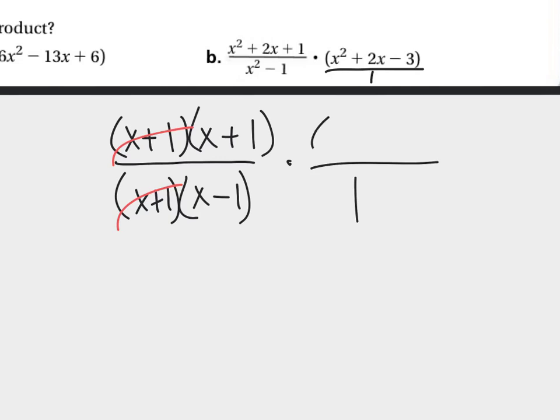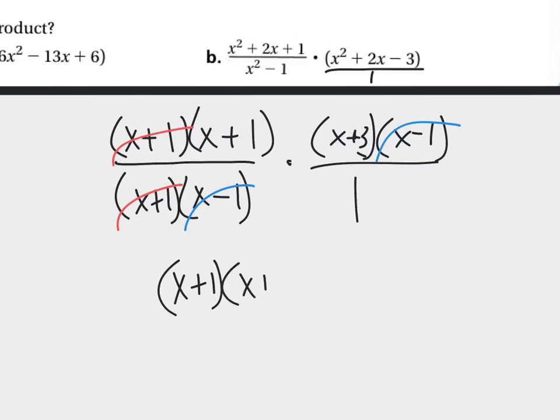So this, we're going to try to factor. It's got to be a plus and a minus. I'm thinking there might be an x minus 1 here. And 1 times 3 is 3. So we get minus 1x plus 3x. That works. So the x minus 1's we can cancel. And that just leaves us x plus 1 times x plus 3.